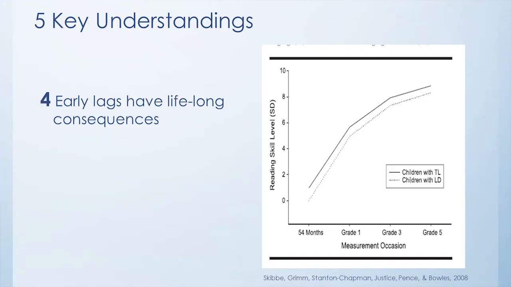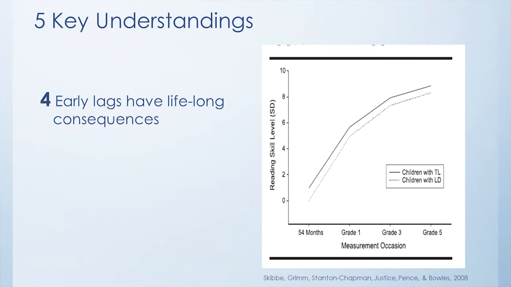Okay, 5 key understandings. We're on 4. I'm beating a dead horse right now. Okay, is that a saying? Okay, good. I'm just going to talk about this really quickly. So in these longitudinal studies, what we find is that kids who have early delays, so to speak, in developing these skills, it has lifelong consequences.